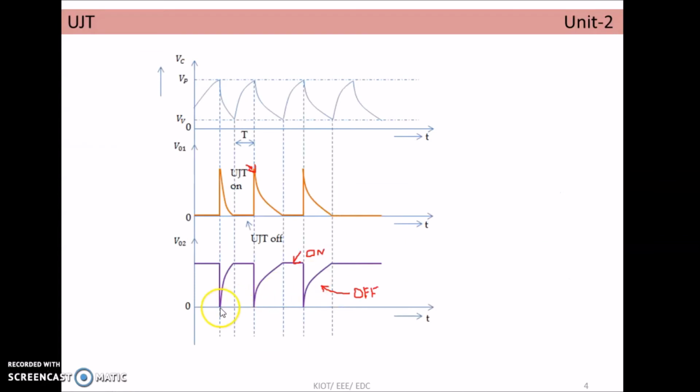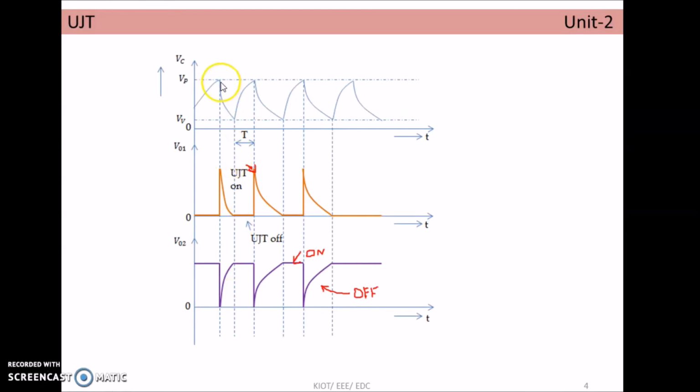So again the capacitor starts charging. How long does it charge? It charges till it reaches the peak point again. So during this period, till it reaches the peak point again, the capacitor keeps charging.